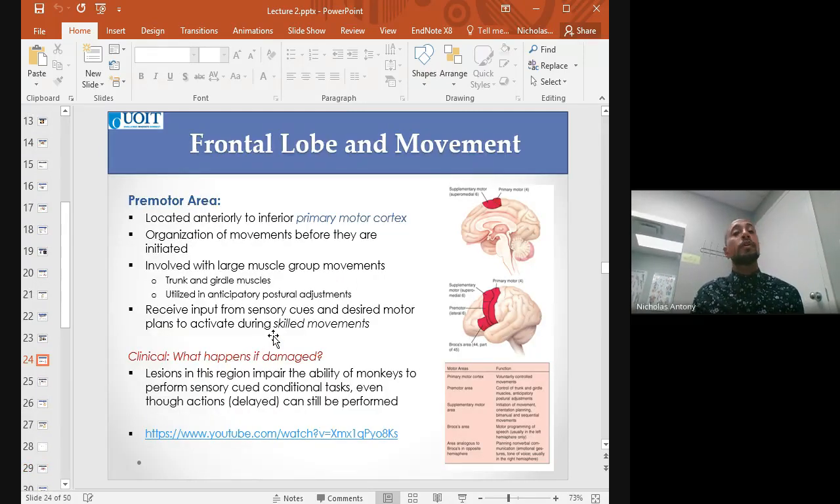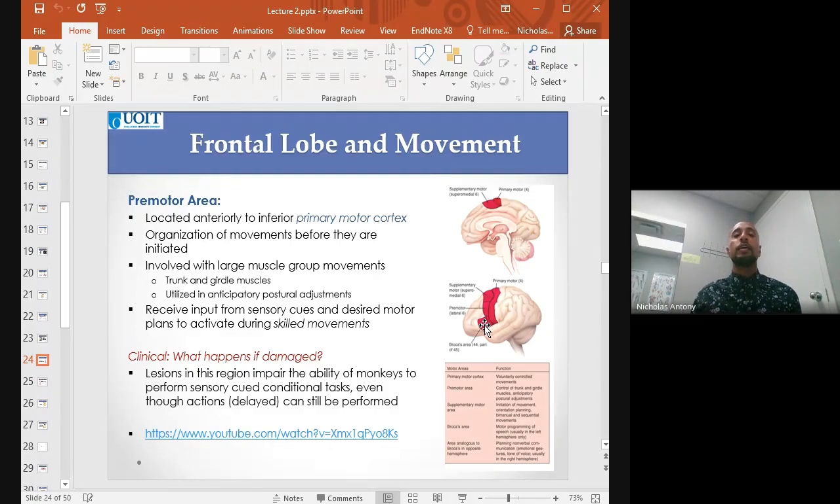So we talked about the primary motor cortex. And again, remember there's three motor planning areas that we're going to be talking about today in lecture. The second one is what's called the premotor area. This is a smaller picture depicting the motor planning areas than in the previous slides. Here we have the cerebrum, the primary motor cortex, and directly in front of it and inferior, we have the premotor area.